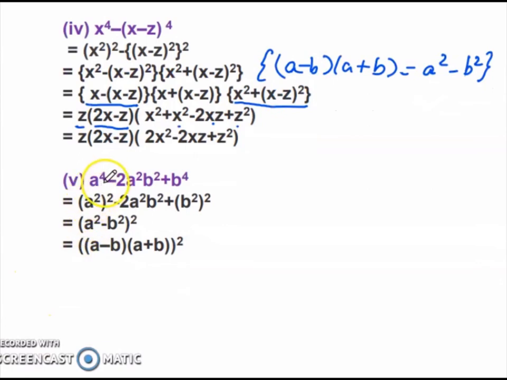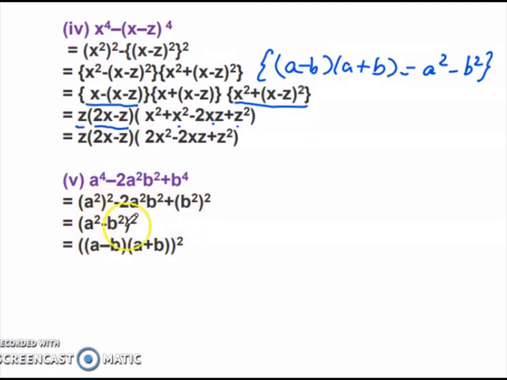Fifth one is a raised to the power of 4 minus 2a square b square plus b raised to the power of 4. Now here again, a raised to the power of 4 I have written as a square the whole square and b raised to the power 4 as b square the whole square. Now if you carefully observe this expression, this is of the form a square minus b square the whole square, where a is a square, b is b square.